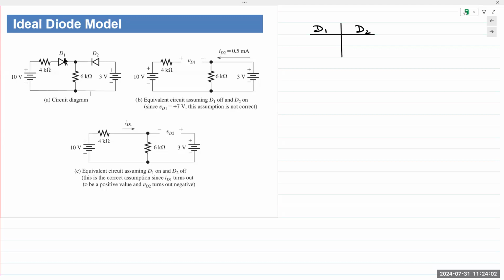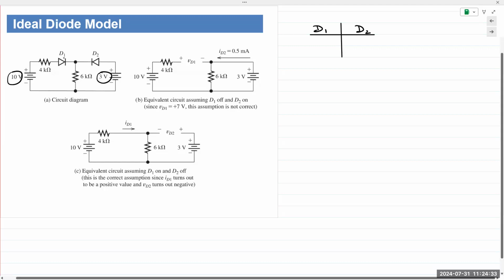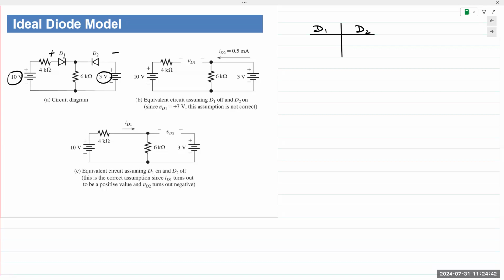Right, few slides ago I stated, for a diode to be forward bias, it means that the anode is at a higher potential than the cathode. For it to be reverse bias, the cathode is higher than the anode. So if I want to begin, I can assume anything I want. I can assume D1 on, D2 on for my analysis. I can assume D1 off, D2 off, and perform the analysis. But again, if I want to be efficient, if I want to save time and effort, I would use this logic. 10 volts is higher than 3 volts, meaning diode D1 should be on and D2 should be off, right?